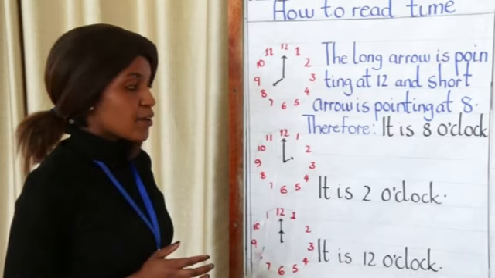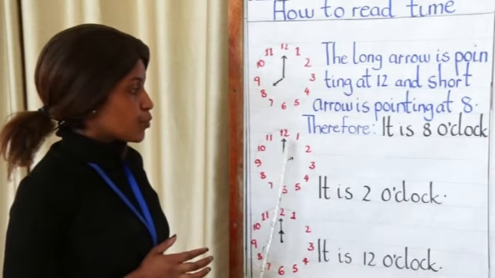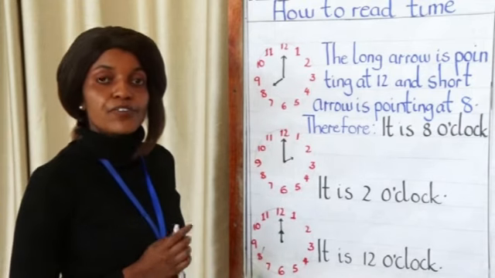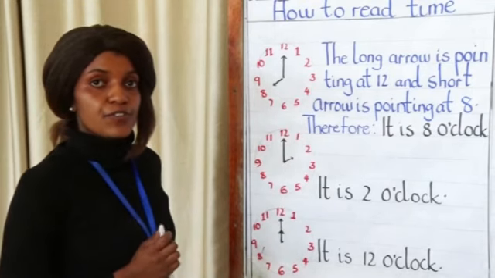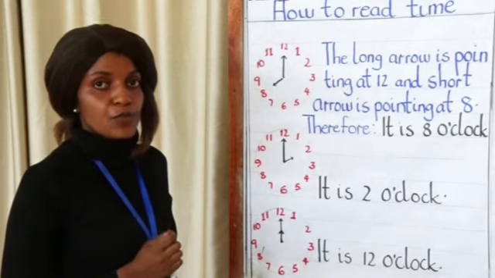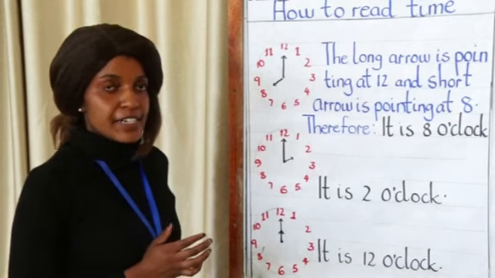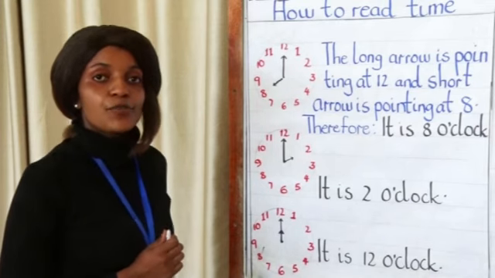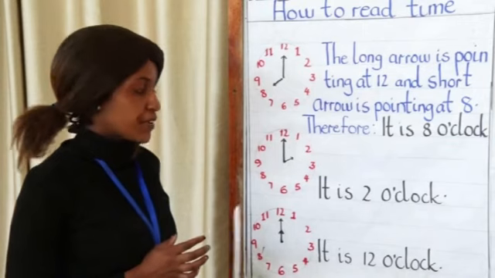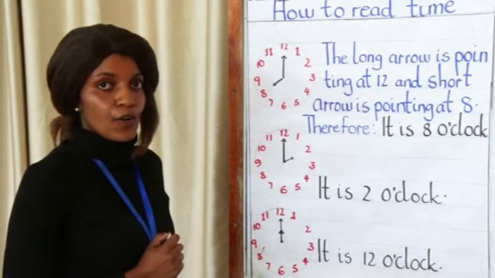Now, you know that these arrows normally move. When the long arrow moves, for example to 2, or 6, we are also going to read the time differently. We are not going to read the time as o'clock. We have other words which we use to read the time, but that we are going to learn next time. This time, we are only concentrating on reading time in o'clock.